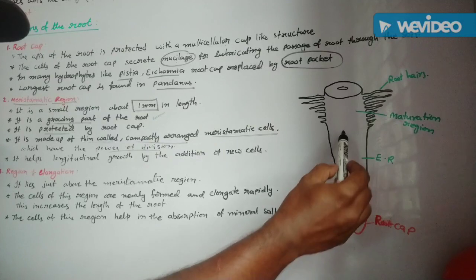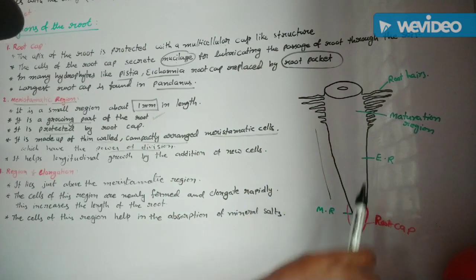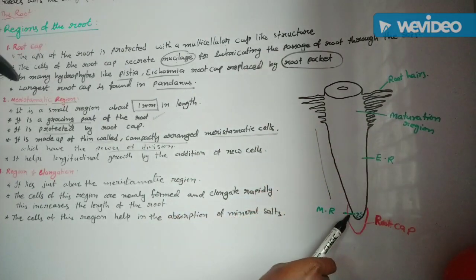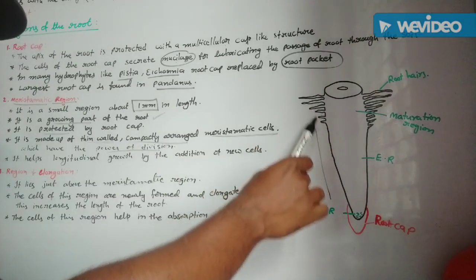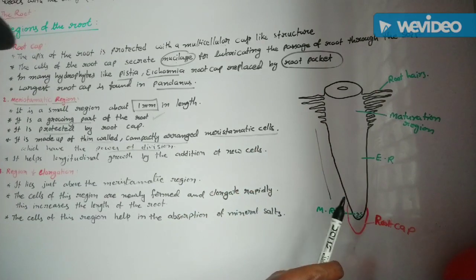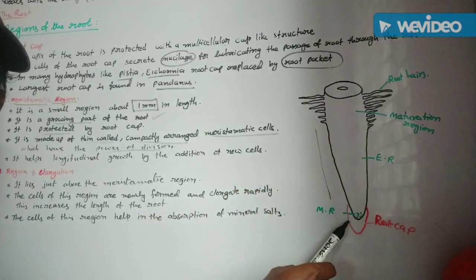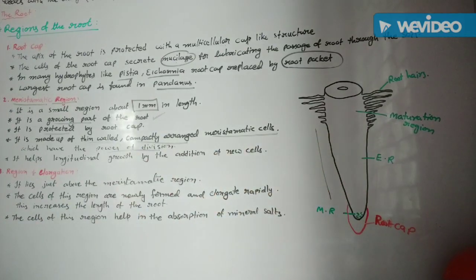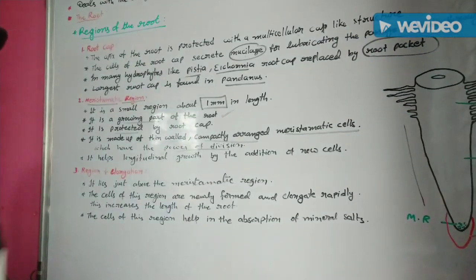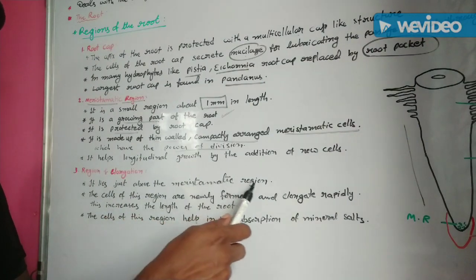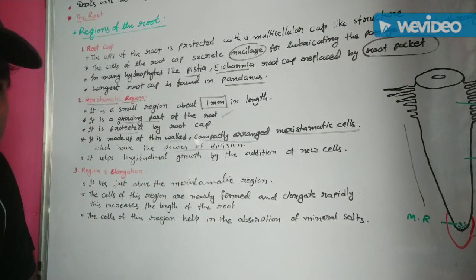Another one, this one is the elongation region. It is present in between the maturation region and the meristematic region. This green dotted region is the meristematic region. This root-hair-containing region is the maturation region. So the elongation region is present in between the maturation region and the meristematic region. Understand? What is the region of elongation? It lies just above the meristematic region and just below the maturation region.